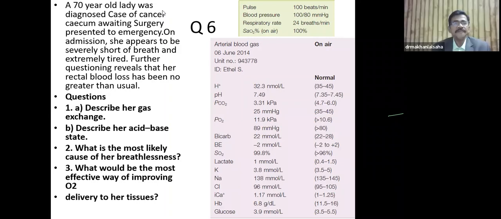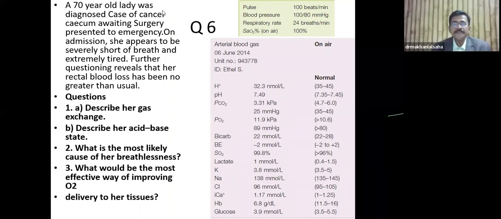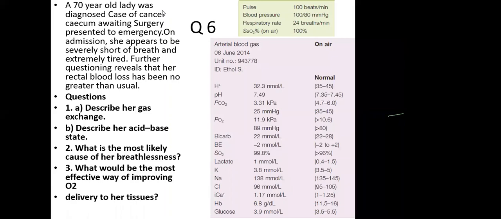Sir, a 70-year-old lady, a diagnosed case of cancer cecum awaiting surgery, presented to emergency. On admission, she appears to be severely short of breath and extremely tired. Further questioning reveals that her rectal blood loss has been no greater than usual. First question: describe her gas exchange. It's an ABG. Sir, the patient has a pH of 7.49. She is having alkalosis with hypocarbia as the PCO2 is low, but normal oxygen saturation, sir.